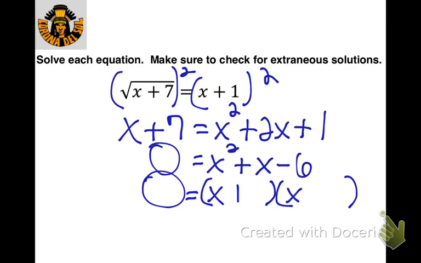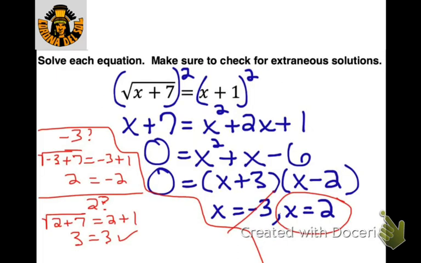Let's go plus 3 and minus 2. So then our two answers are x equals -3 and x equals positive 2. We need to check these out. So let's look on the next slide and see which ones worked here. Looks like the 2 worked. The -3, no good.